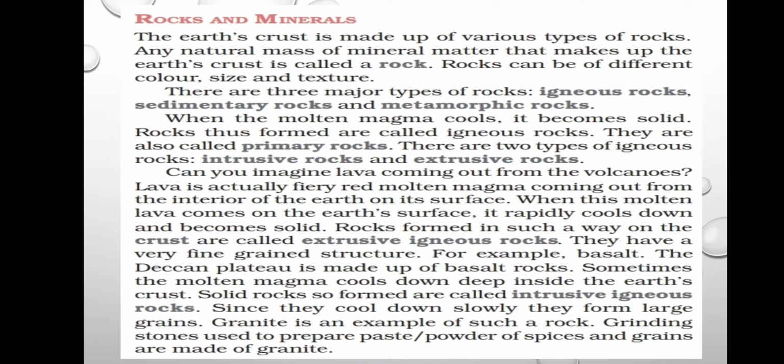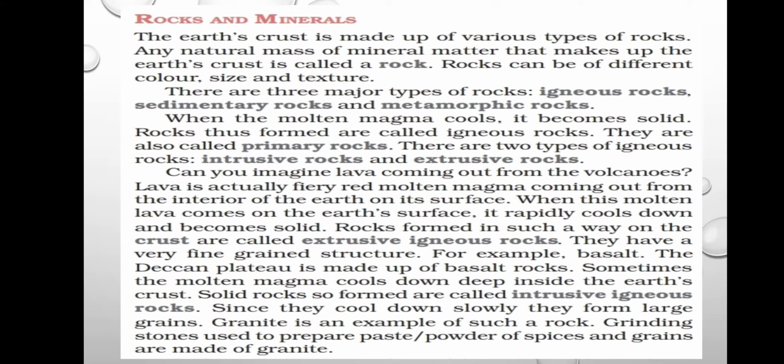Now, rocks are mainly of three types: igneous rock, sedimentary rock, and metamorphic rock. First of all, igneous rock. Igneous rocks are mainly known as the primary rocks. Why are they known as primary rocks? Because they are the first to originate. And how are they originated? Due to the eruption of molten magma. When the molten magma comes out, it cools and solidifies, and in that way igneous rocks are formed.